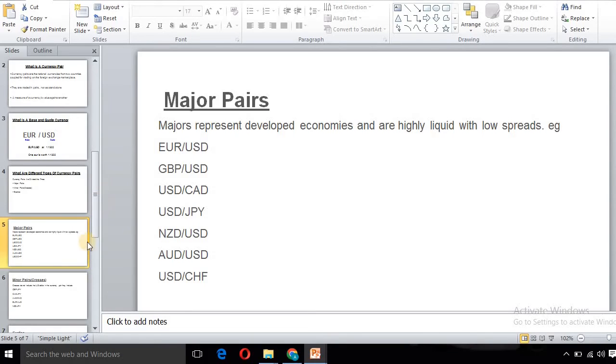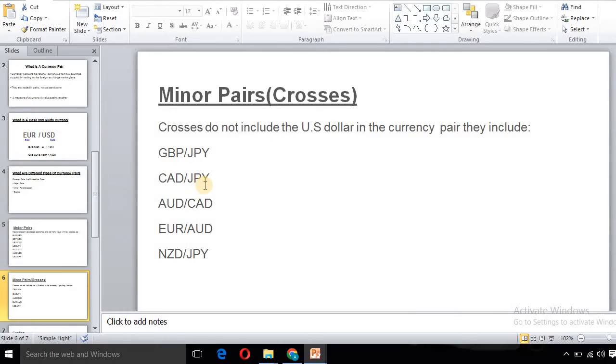Having understood the major pairs, the next thing we are going to take a look at is the minor pairs, or crosses. These crosses do not include the US dollar in the currency pairs. As you can see here, we have GBP/JPY, we have CAD/JPY, Australian dollar/Canadian dollar, we have Euro/New Zealand, Euro/Australian, New Zealand/Japanese yen. So all of these, you see that there is no USD. It's telling you that crosses do not include US dollars. That's one of the characteristics, and I gave you examples of crosses: GBP/JPY, CAD/JPY, AUD/CAD, EUR/AUD, and NZD/JPY, right? These are characteristics of minor pairs.